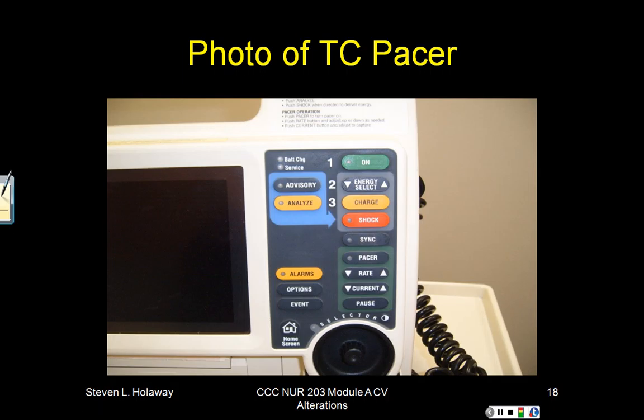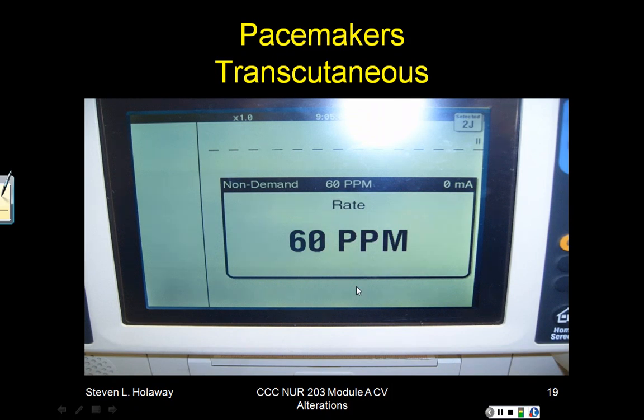Typically we're going to start out at a rate of somewhere between 60 and 80, and that's going to depend on what's going on with the patient at that time. If their rate's already 60 and they're not meeting the demands, then we're probably going to go up to 70 or 80. Once we have the rate set, then we're going to select the current. The current is measured in milliamps. The milliamps is the amount of electricity that is required to cause a stimulation of the heart.